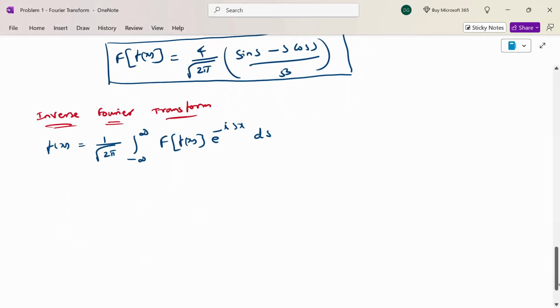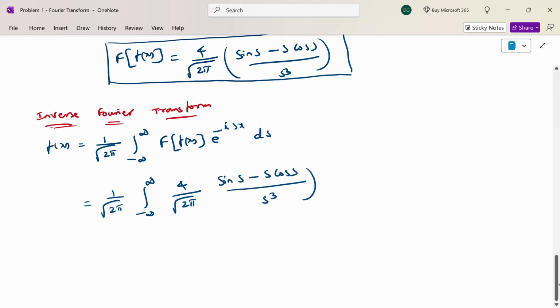Therefore now the range should be minus infinity to plus infinity. To substitute the Fourier transform of f of x value, 1 by square root of 2 pi, minus infinity to plus infinity, 4 by square root of 2 pi, sin s minus s cos s by s cube, into this e power minus isx, expanded into cos sx minus i sin sx, ds.